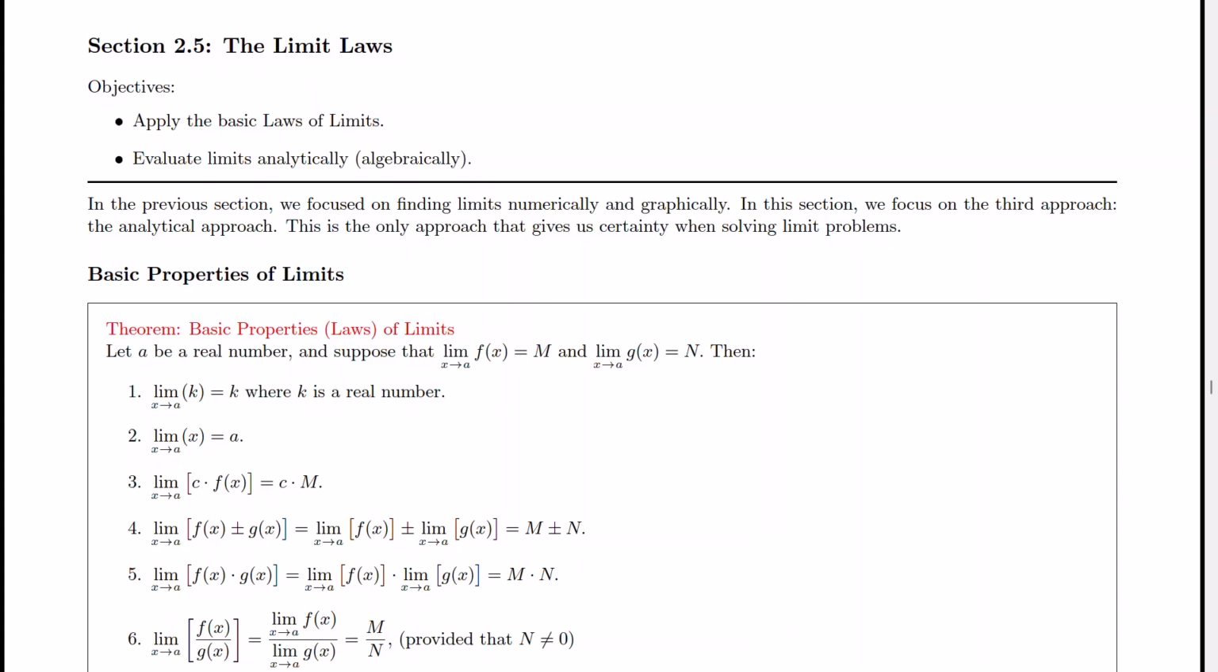In the previous section, we focused on finding limits numerically and graphically. We used tables and graphs to find the limits, but in this section, we will focus on the third approach, which is the analytical approach. This is the only one that gives us certainty when we're solving limit problems.